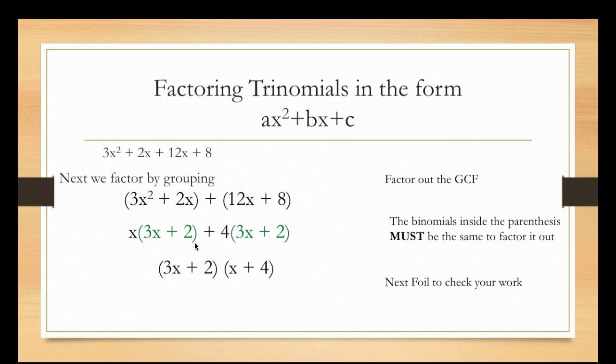And now, you always want to check your work, so we can FOIL back to check our work to see if we get the original quadratic that we started with. So if we FOIL, we end up with this. When we combine like terms in the middle, we end up with this. And if you remember, our original quadratic was 3x squared plus 14x plus 8. Check.